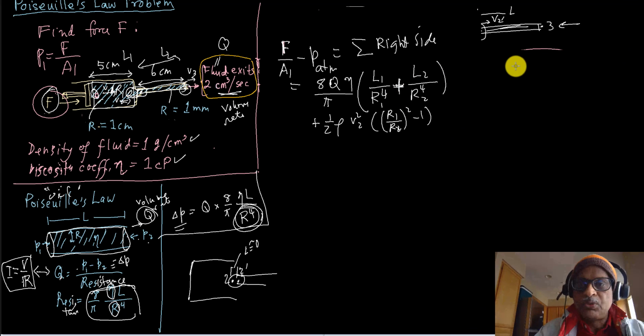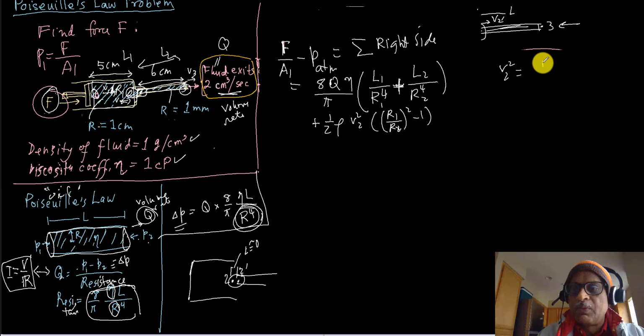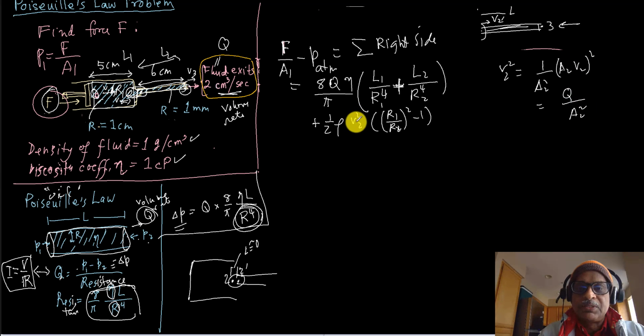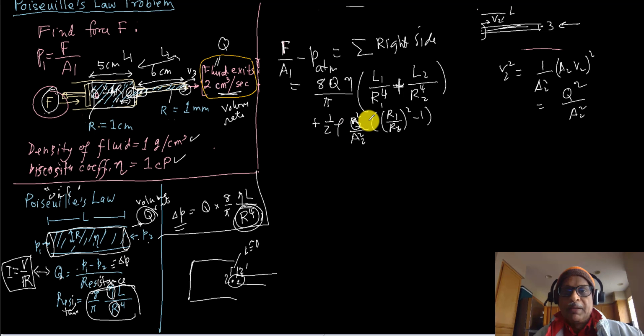There's a little bit more you can actually do to this. For instance, you can write v2 square as 1 over a2 square times a2 v2 square, and this is the same as q. So this is q over a2 square, so this is q square over a2 square.